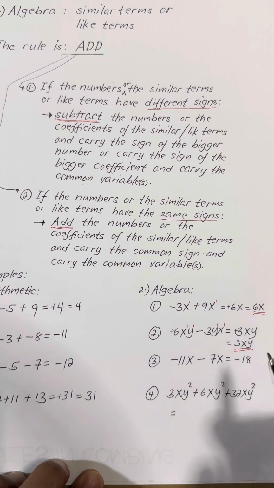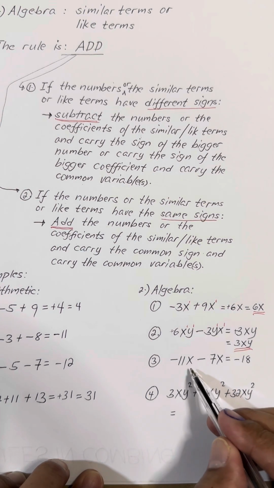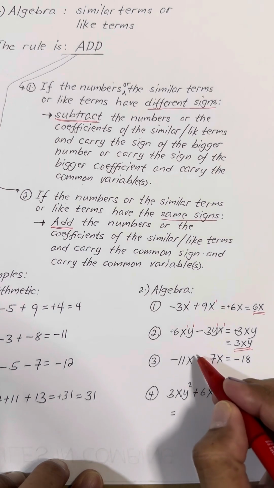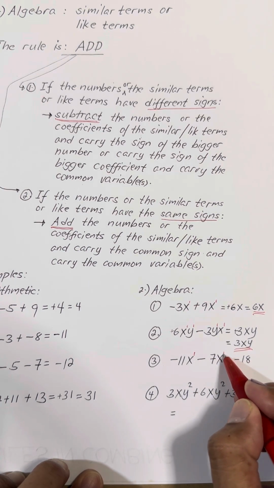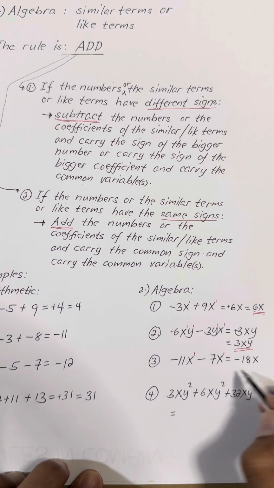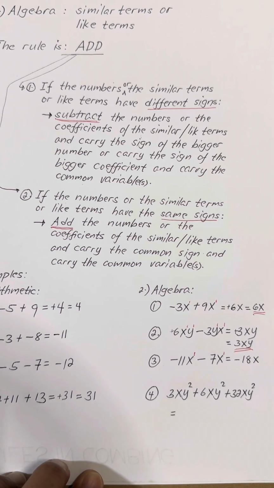And then carry the common variable. What is the common variable? The common variable is x. They're similar because they have 1 as exponents. So they are similar. Okay? So 18x, negative 18x.